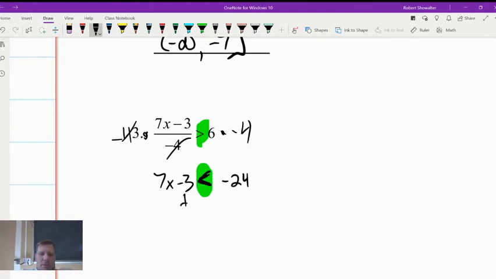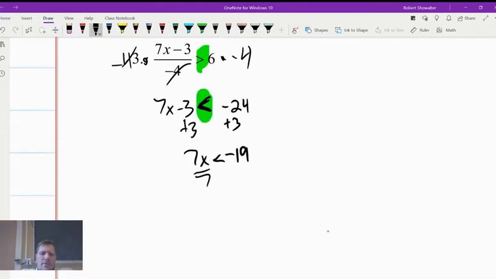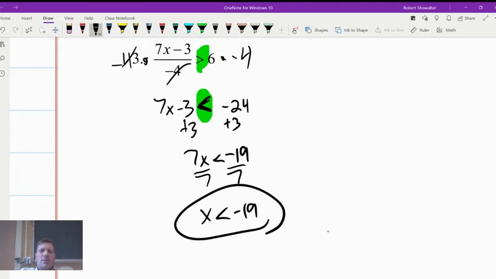Got it? Okay, so we're going to add 3, and we get 7x less than negative 19. Divide by 7. We get x is less than negative 19. Notice how the inequality sign had been flipped when we divided by a negative.